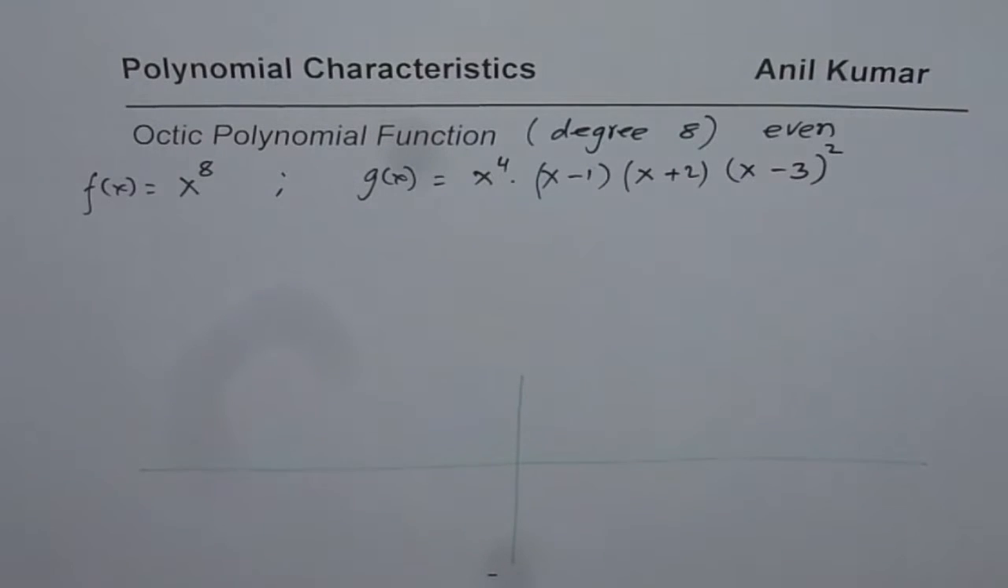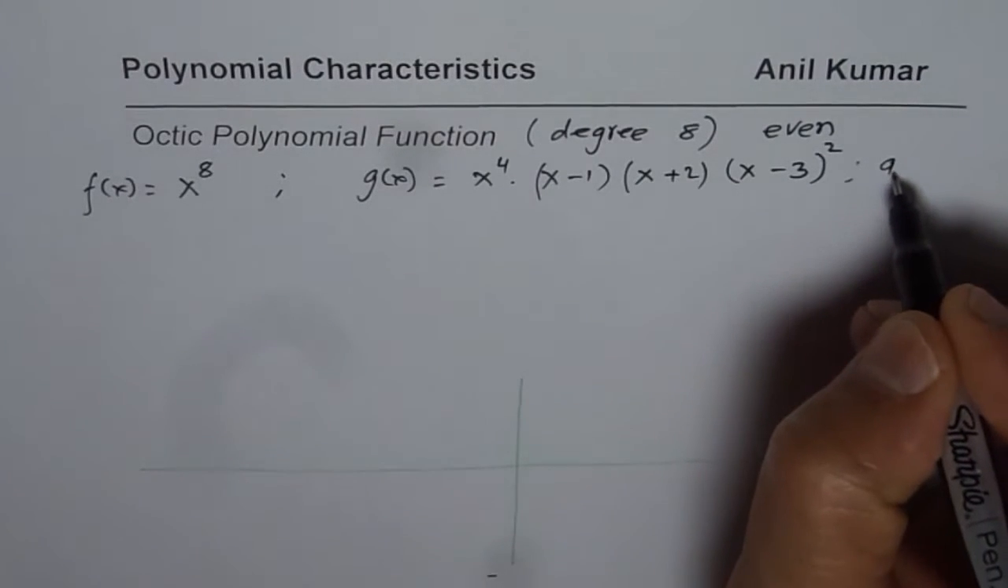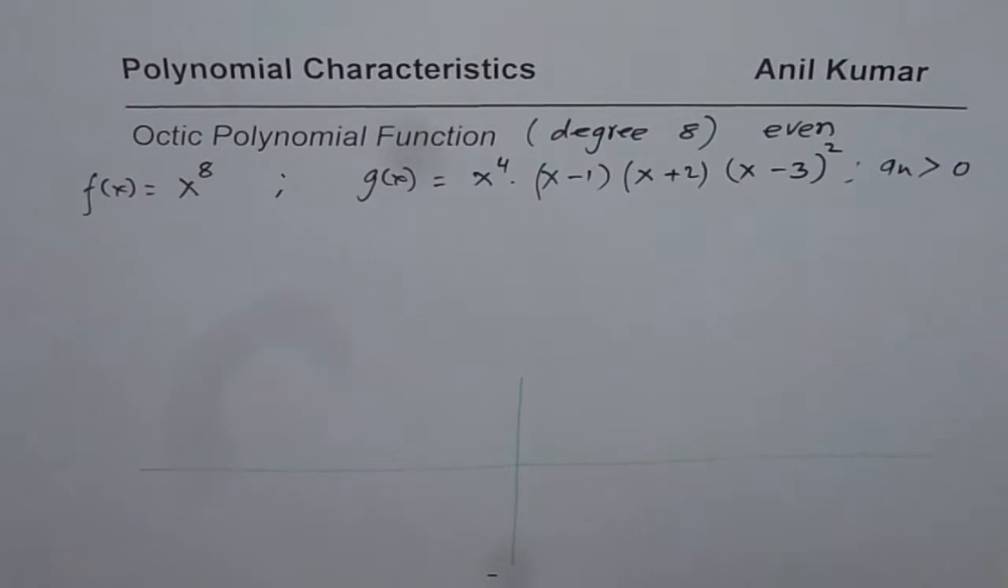Both these examples which I have taken have a positive leading coefficient. So in this case, we know a_n is greater than 0. Leading coefficient is positive. So let me sketch the graph for these, and then we will discuss characteristics of octic polynomials where the leading coefficient is positive.